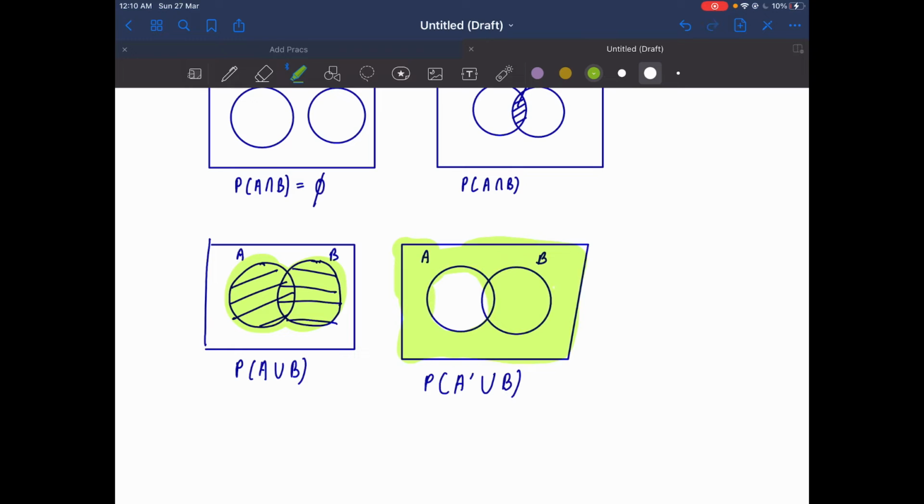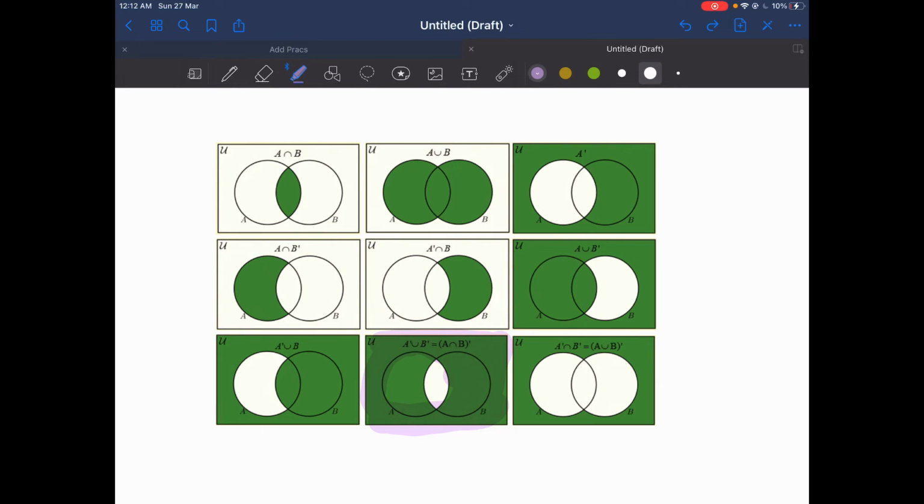Okay, and then B means this area. So since I'm saying union means either event can happen, what this would be represented as would be both. So it would include this part. Okay? So the scenarios that I listed just now are not exhaustive.